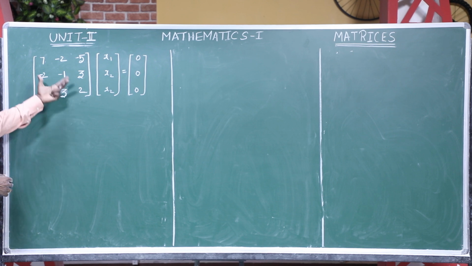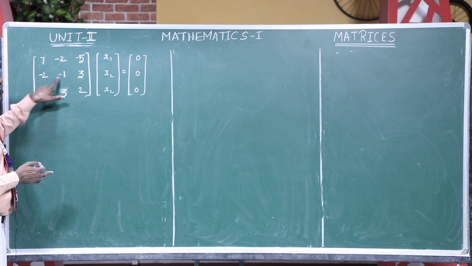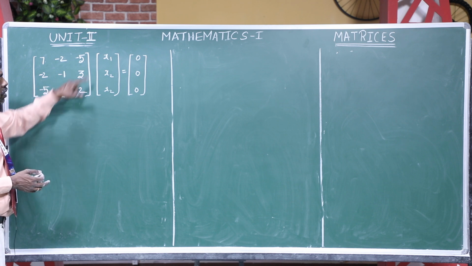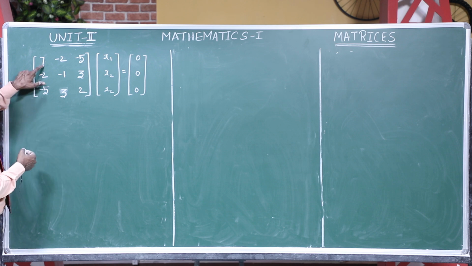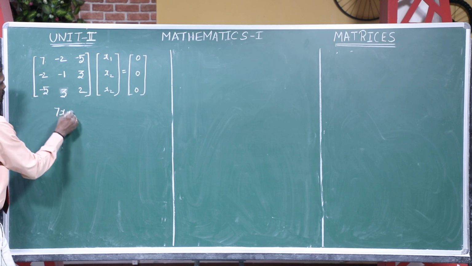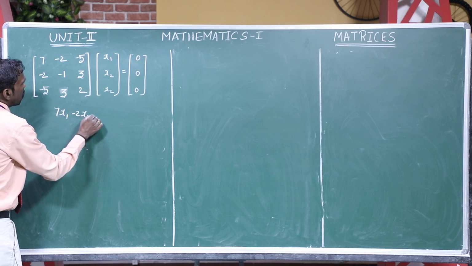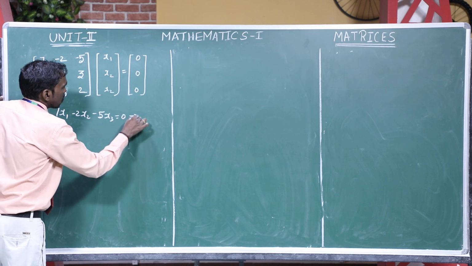Now we have to solve this equation. We have to add the two matrices. You get 7, minus 2, minus 5, minus 2, minus 1, 3, minus 5, 3, 2. Then you multiply this by x1, x2, x3 to get the equation. So here directly 7x1, then minus 2x2, then minus 5x3 equal to 0. This is equation number 1.